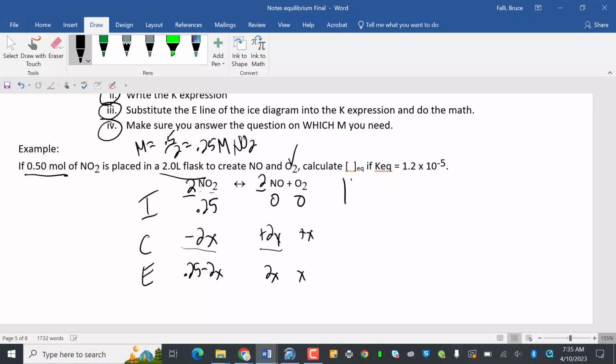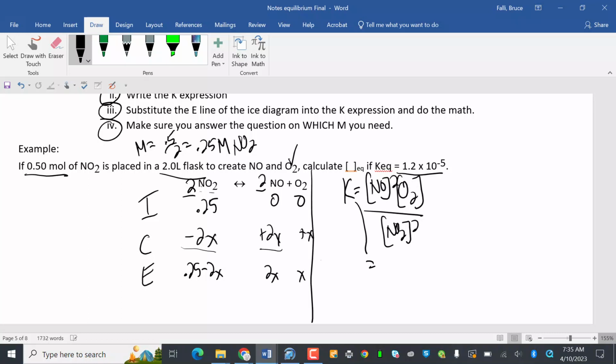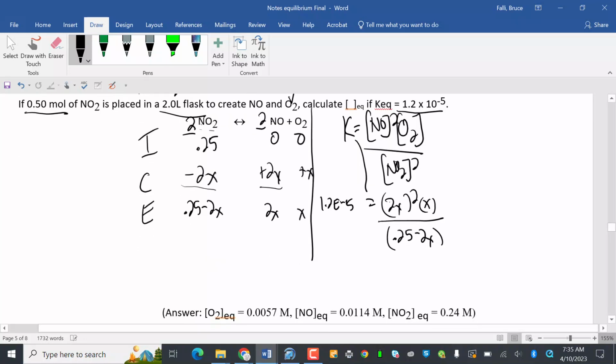So now I'm going to write my K expression. K equals products over reactants, NO squared O2 over NO2 squared. Plug it in. K is 1.2e negative 5. Draw a line there. Equals NO, 2x quantity squared, O2 times x over 0.25 minus 2x, and this should make you about throw up in your mouth because it's so stinking hard.